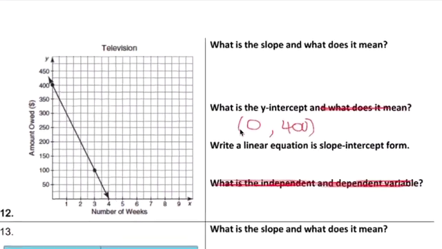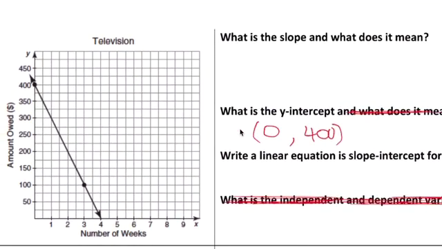Okay, again, given 2 points, the y-intercept, slope, we'll use this 0, this is number of weeks, and $400. Okay, and then we'll use 3 weeks, $100. Your second number is your y. First number is your x.